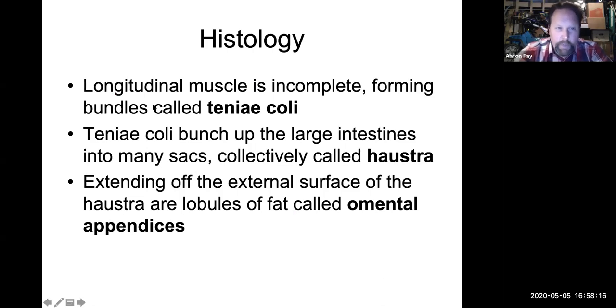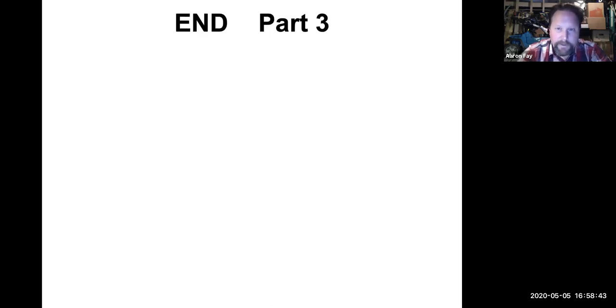Okay, so in words, what I've already hopefully described a third time, the longitudinal smooth muscle is incomplete. It doesn't go all the way around the colon, right? It forms the bundle called Taenia coli. The little pockets, the little sausages on the colon are called haustra. Hanging off the haustra are what look like little blobs of fat called omental appendices. And that's it. That concludes our tour through the gastrointestinal tract.